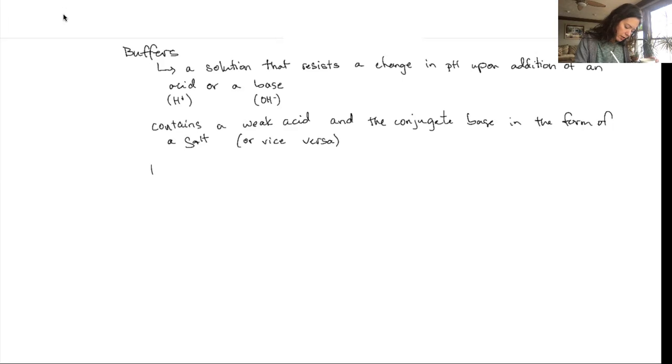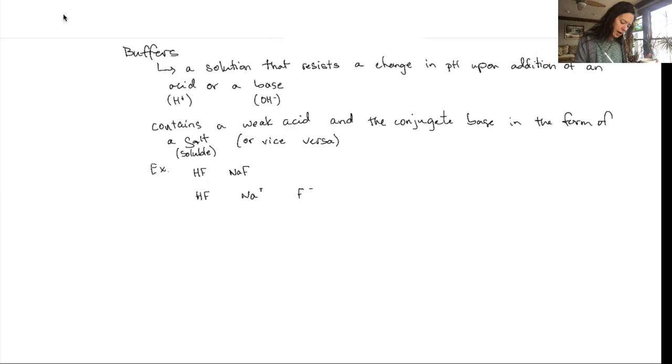So that could be like HF and the salt NaF. A salt, and that would be a soluble salt. That's why I put it with sodium. Okay, we don't want to start getting that confusing. So what we have here is a system that contains this, and this as its major species.